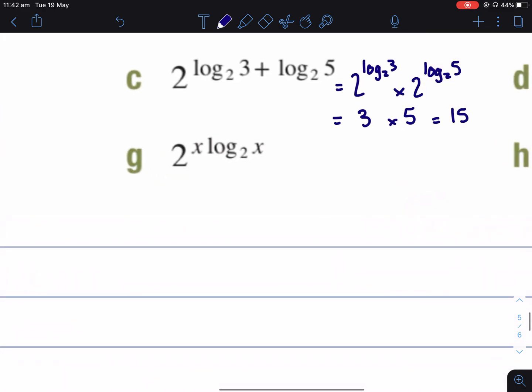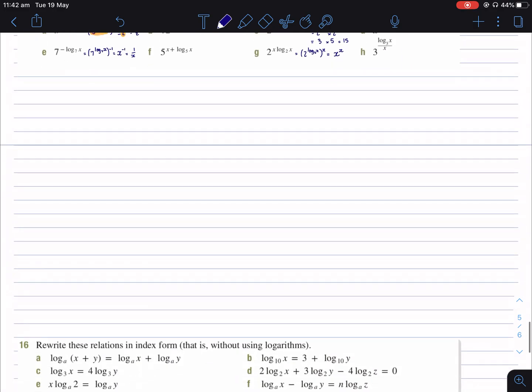And G, this is the same as 2 to the log base 2 of x to the x, because we would have multiplied those indices when we expanded those brackets. 2 to the log base 2 of x is just x, so we've got x to the x. Not much I can do with that.